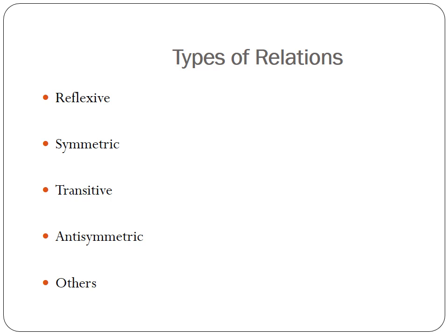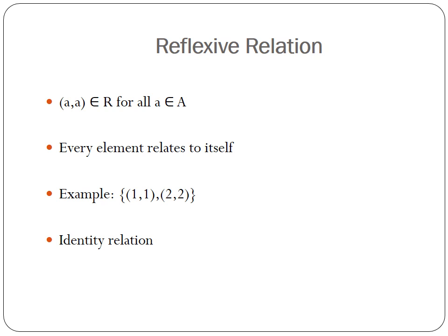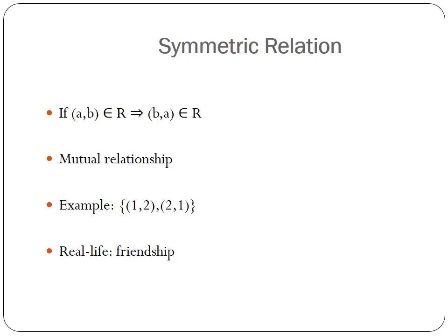Next, we go to the types of relations. Types of relations include reflexive, symmetric, transitive, antisymmetric, and others. A reflexive relation means (a, a) belongs to R for all a belonging to A, so every element is related to itself. For example, (1, 1), (2, 2), (3, 3), (4, 4), etc. This is also called the identity relation. This is for the reflexive relation.